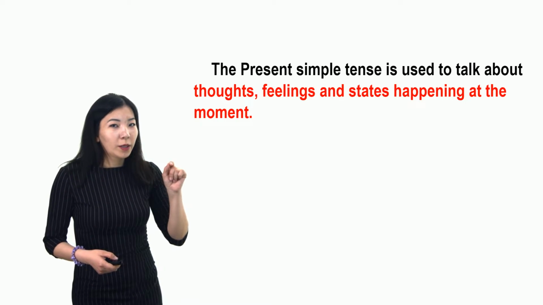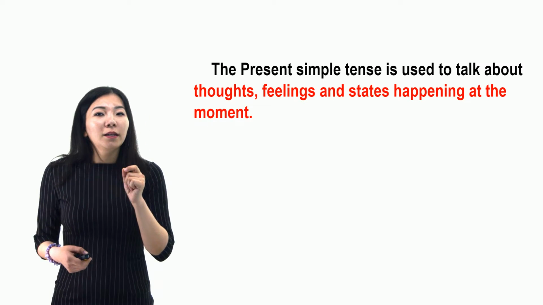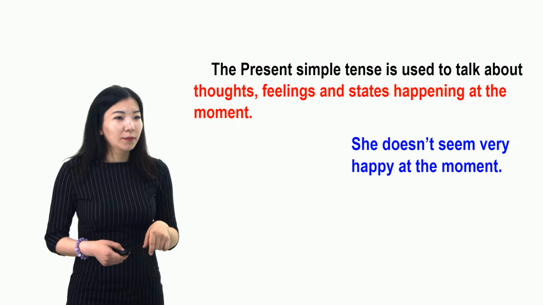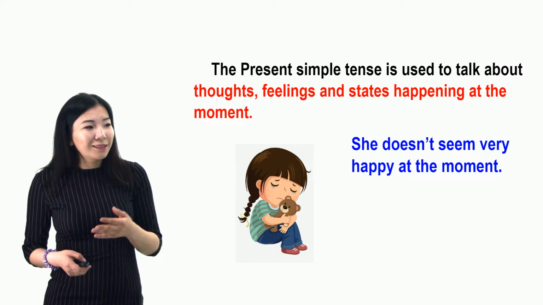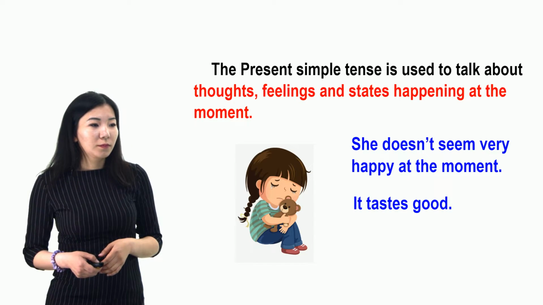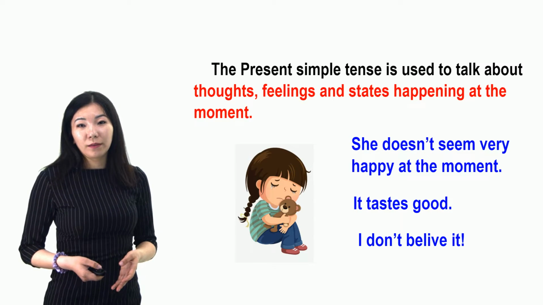Also, we use present simple to talk about thoughts, feelings, and states happening at this moment. For example, she doesn't seem very happy at the moment. It tastes good. I don't believe it.